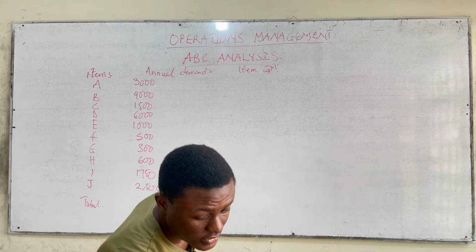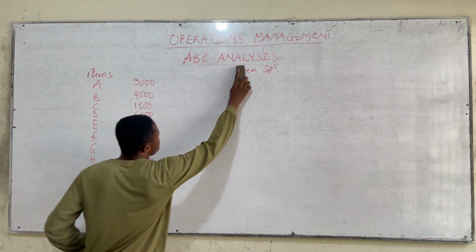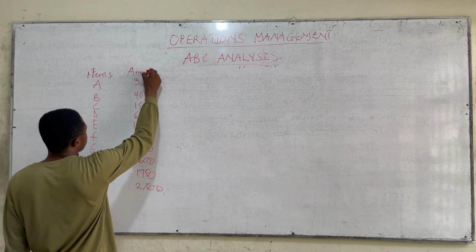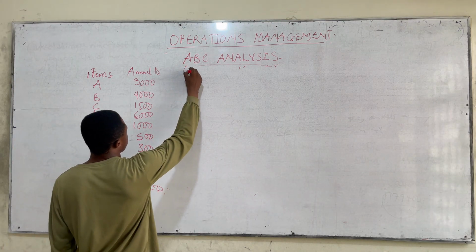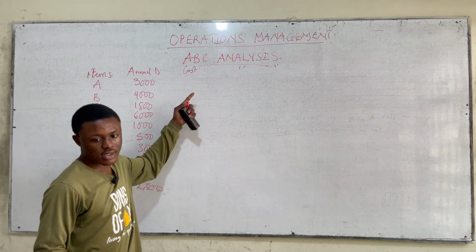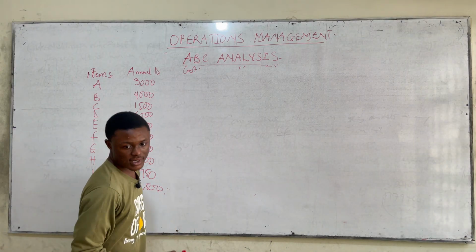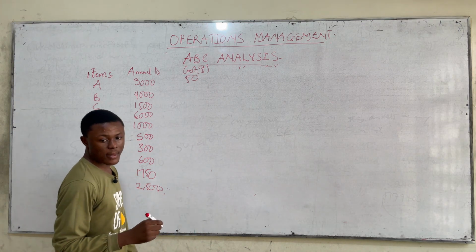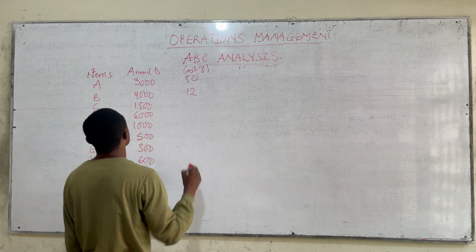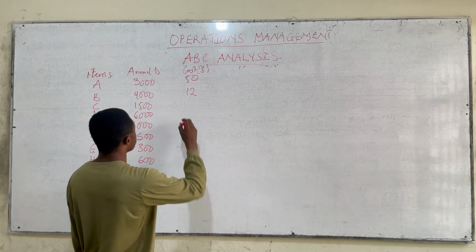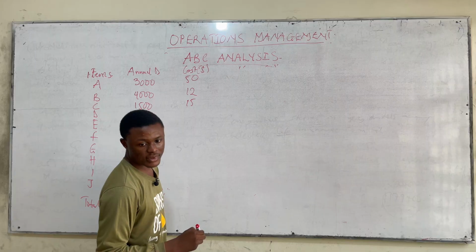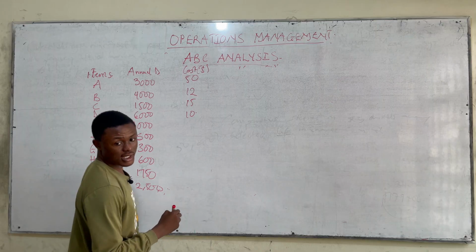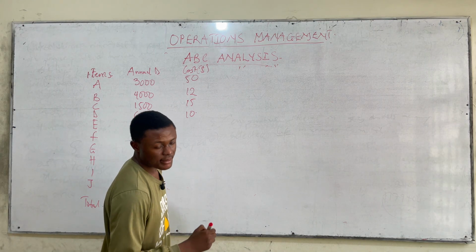So here, let me shorten the table so that everything can fit in for everyone to get the understanding. So here we're having our annual demands, and you're having the costs. So the cost for item A is 50. The cost is in dollars. Okay. So item A is 50, item B is 12, item C is 15, item D is 10. Item E is 20.